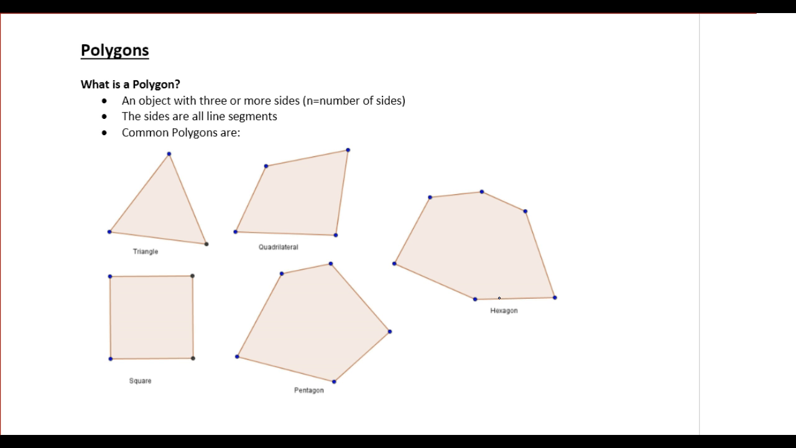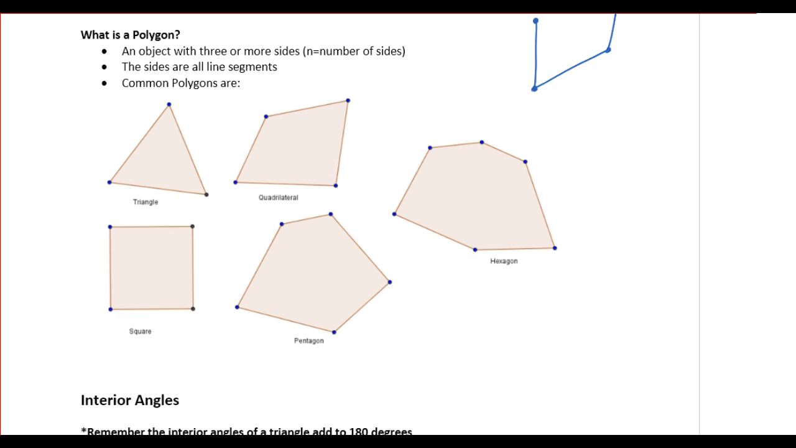Okay, now the other thing I should say is that all of the line segments have to touch. So you can't have something like that, and then there has to be a closed shape for it to be a polygon.